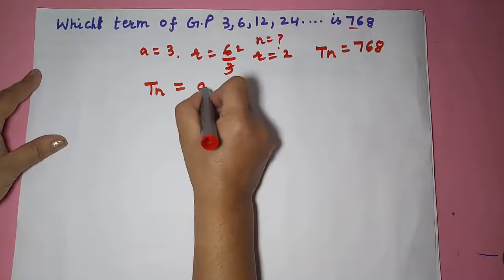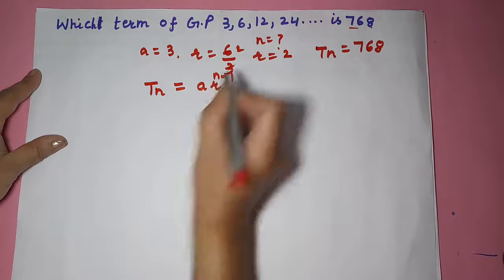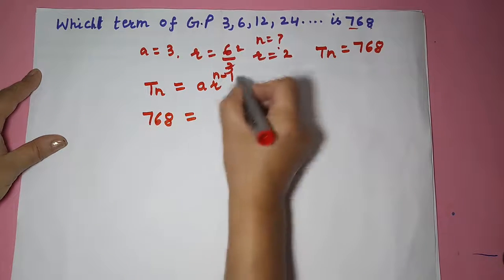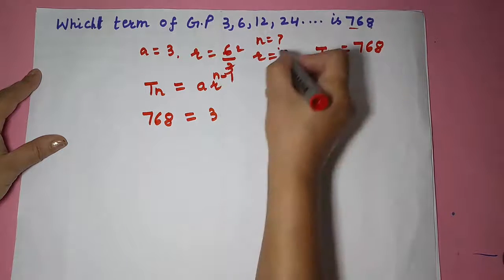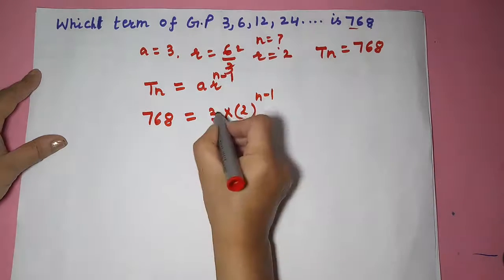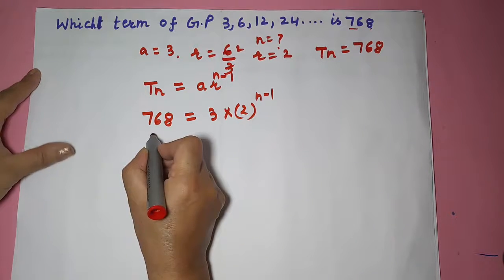Tn is equal to A R to the power n minus 1. Tn is given as 768, which is equal to A, I have 3, R I have 2, whole raised to n minus 1. I can shift this 3 down here.